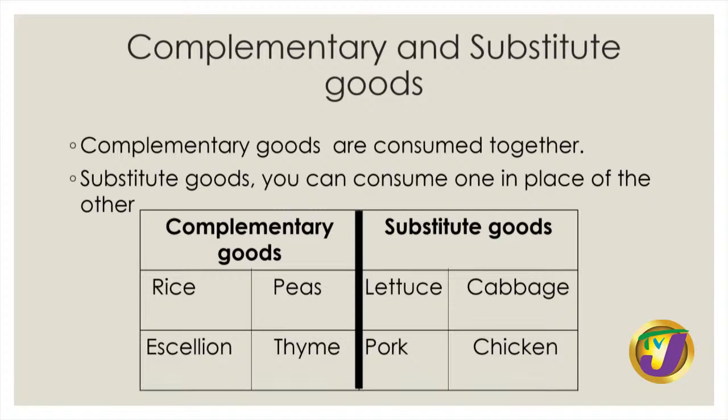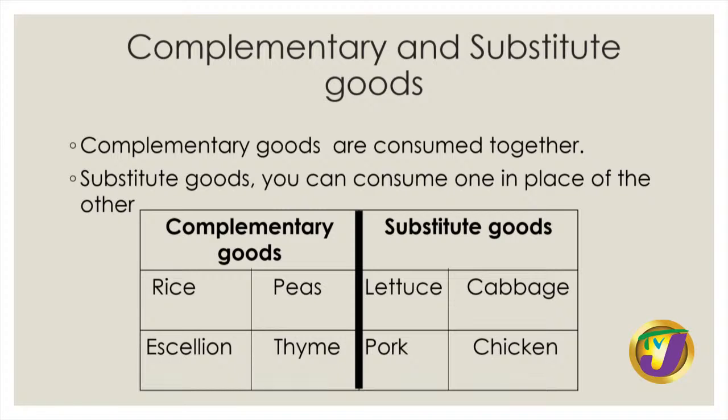Pork and chicken. This Christmas, I'm sure you're going to have a wide variety of pork options, bacon and ham and all of that, right? But if the price for this pork goes up, I'm sure you're going to have a wide variety of chicken, because chicken will maybe be more reasonable. So you can have baked chicken, stewed chicken, curry chicken, right? So these are items that are used in place of another. So we have complementary goods and substitute goods.